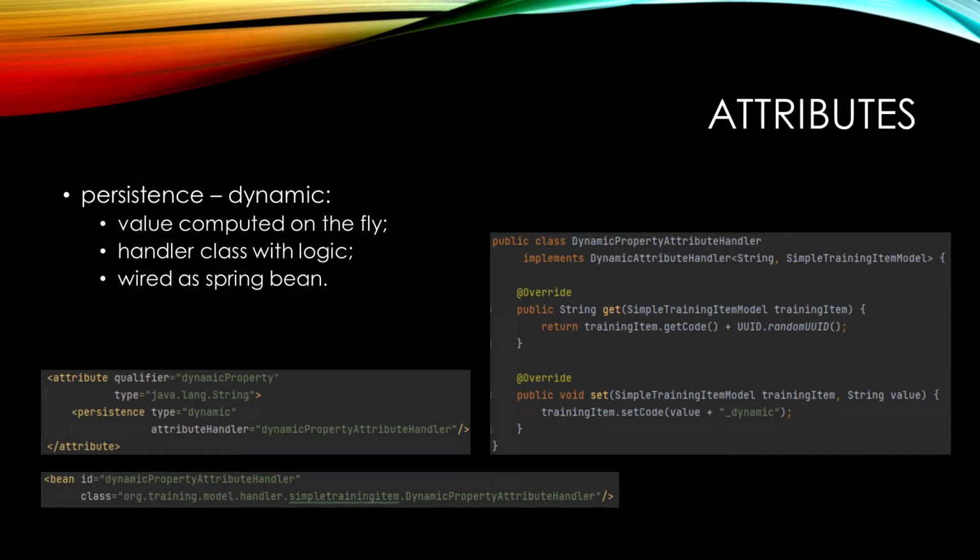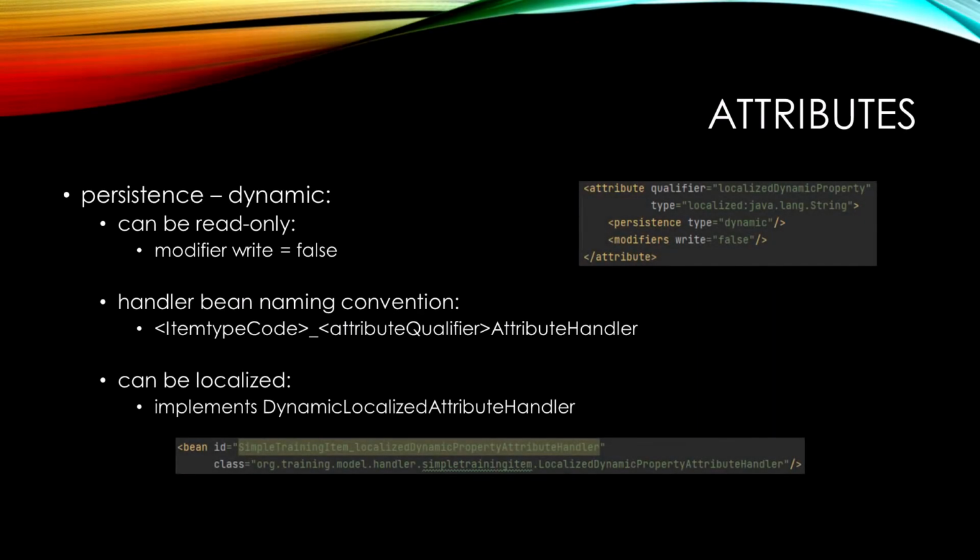Second option is dynamic. Dynamic properties are computed on the fly using handler class. Handler is specified by the Spring identifier. If you want your dynamic property to be read-only, you can specify write false. If your handler bean is named according to the convention, you don't need to specify it in items.xml.